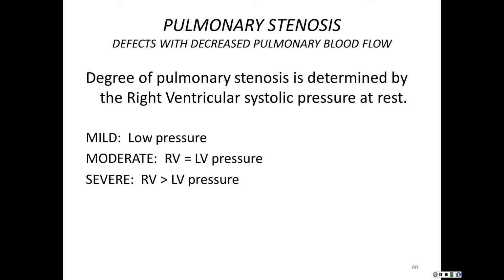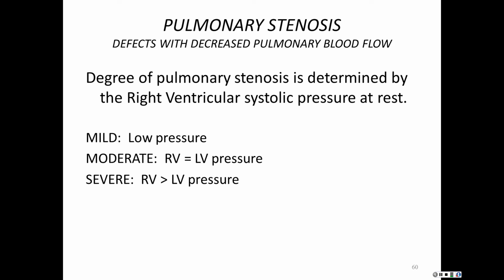The degree of pulmonary stenosis is determined by measuring the right ventricular systolic pressures at rest. In a mild stenosis, there's a low pressure. In a moderate stenosis, the right ventricular pressure is equal to the left ventricular pressure. And severe stenosis is where the right ventricular pressure is greater than the left ventricular pressure. Again, as the stenosis is worse, it will cause more symptoms, especially in that severe type process. All this means that basically there's a decreased amount of blood flow to the lungs.